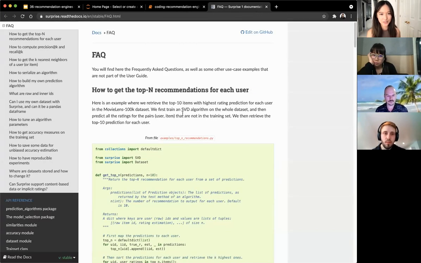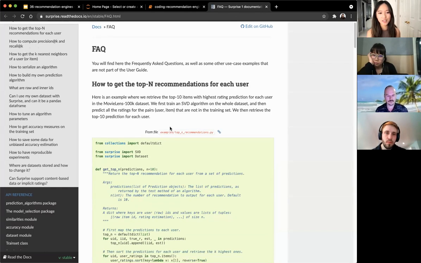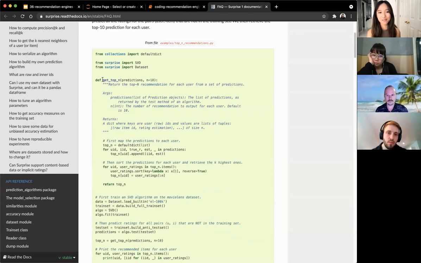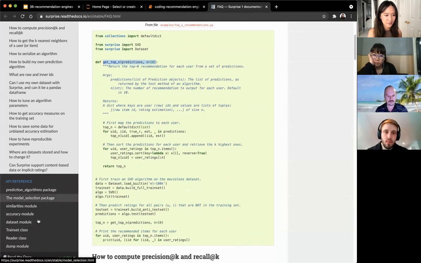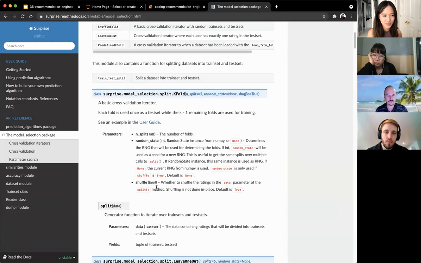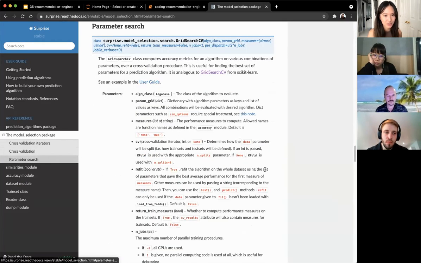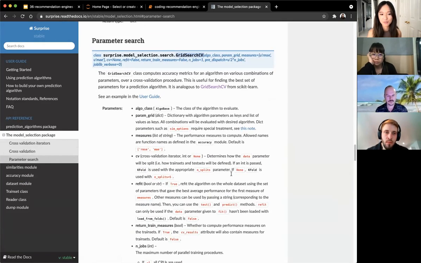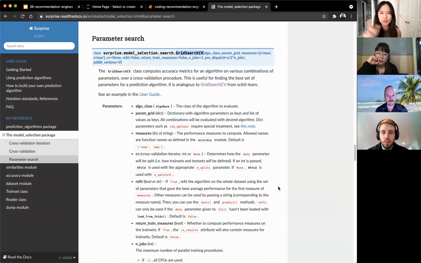Interesting. I really like the Surprise documentation. I think it's done pretty well. They actually give you the code for, like, a particular user, can you get the top however many recommendations? So that's pretty neat. They literally give you that code. For model selection, this is where they give you train test split. Parameter search is the one I want to show you. You can do grid search as well. So grid search, very, very similar to scikit, just slightly different. So do check out the documentation before you implement it.